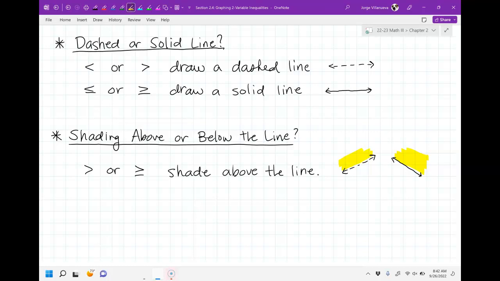So anything that says greater, so greater than or equal to, is above. If it says less than or equal to, you're going to shade below the line. And again, the line can look however it needs to look, but when you shade below it, it's going to be under it, okay?